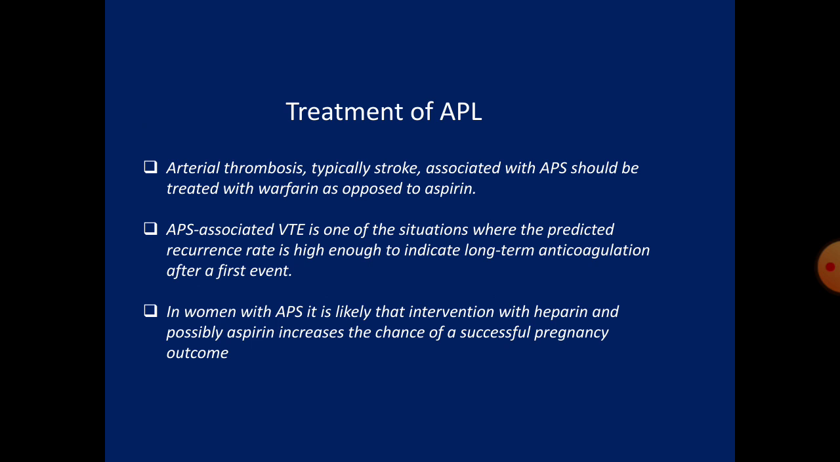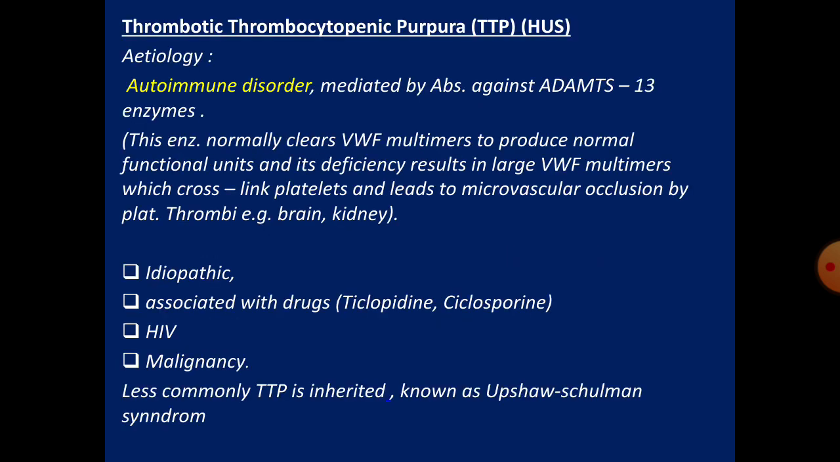In women with antiphospholipid antibody syndrome, it's likely that intervention with heparin and possibly aspirin increases the chance of a successful pregnancy outcome in this pregnant lady.